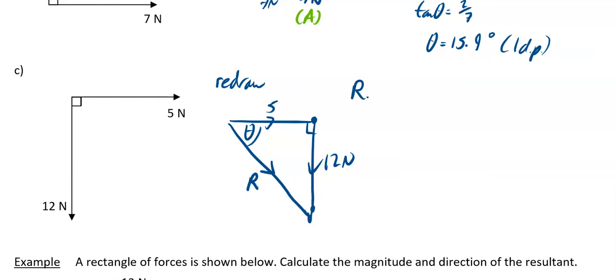R is just going to be equal to the square root of 5 squared plus 12 squared, and that works out really nicely because that's what's called a Pythagorean triple, so it's 13 newtons.